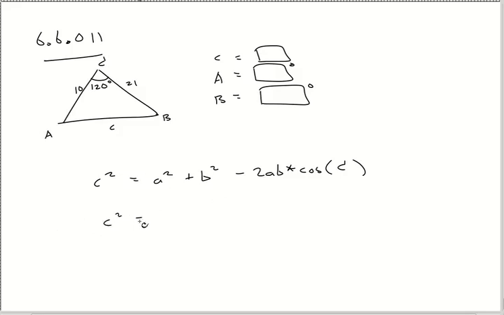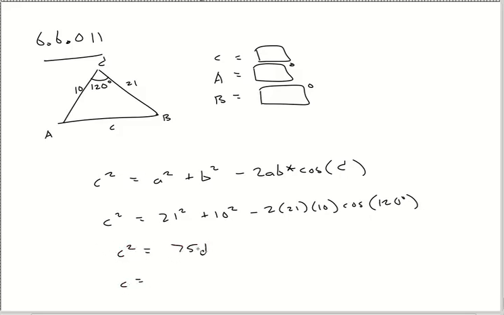So little c, I don't know what it is. I do know little a is 21. My b is the 10. 21, 10, cosine of 120. All of this is actually just one big number. And so I got 751 in the calculator.